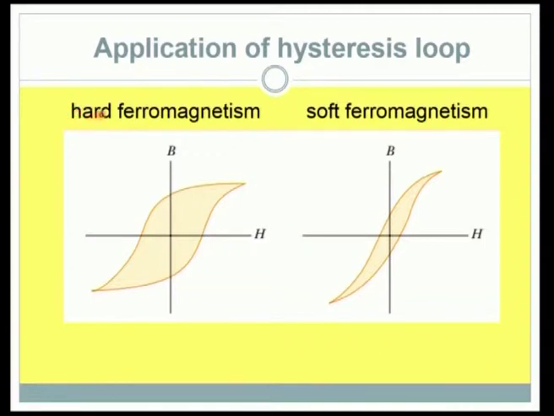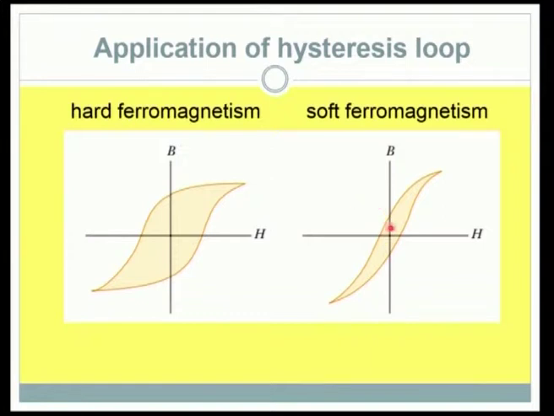There is a category called hard ferromagnetism or hard ferromagnetic materials. These materials will have a broad hysteresis curve. On the other hand, soft ferromagnetic materials, they have a thin hysteresis curve. Obviously, the area on the left hand side is larger, the area on the right hand side is smaller. It is a thin area only.